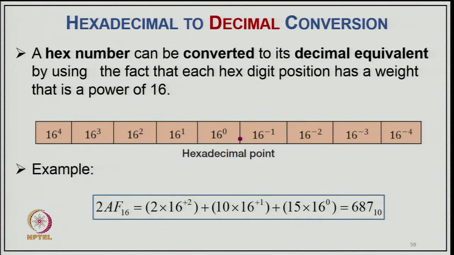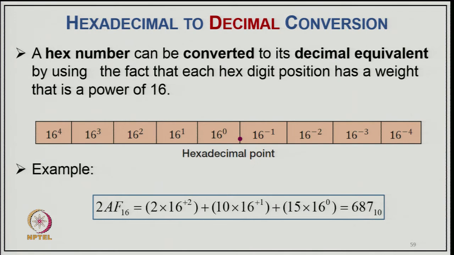And now, hexadecimal to decimal conversion. A hex number can be converted to its decimal by using the fact that hex digit positions have a weight that is a power of 16. So, here we have a decimal point. On the right side we have 16 to the power minus 1, 16 to the power minus 2, 16 to the power minus 3, and 16 to the power minus 4, and on the left side 16 to the power 0, 16 to the power 1, 16 to the power 2, 16 to the power 3, and 16 to the power 4. A typical example here is 2AF.